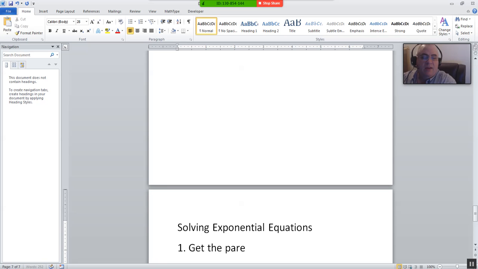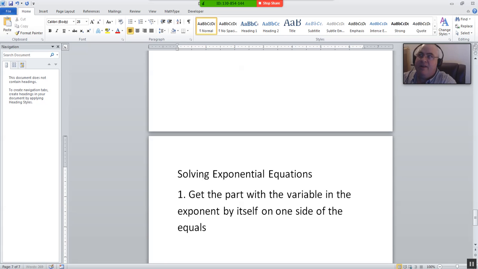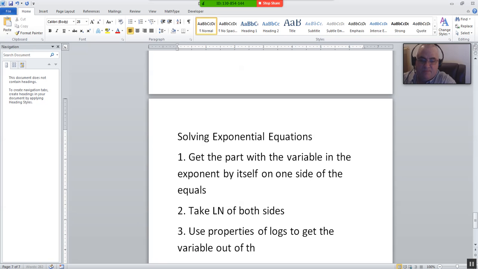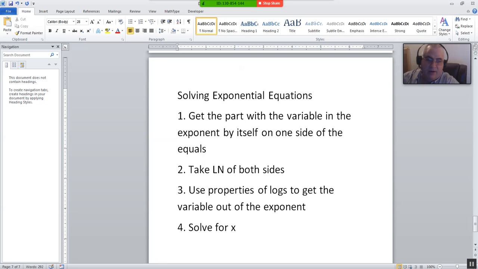Step 1. Get the part with the variable and the exponent by itself on one side of the equals. Nothing in front of it, nothing after it. Step 2. Take natural log of both sides. Step 3. Use properties of logs to get the variable out of the exponent. And step 4, solve for x, whatever that means. Might be a linear equation, might be a quadratic equation at that point.